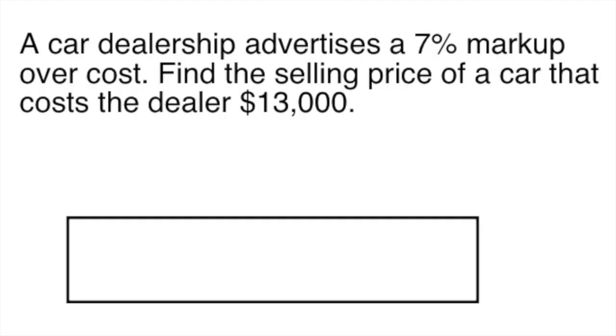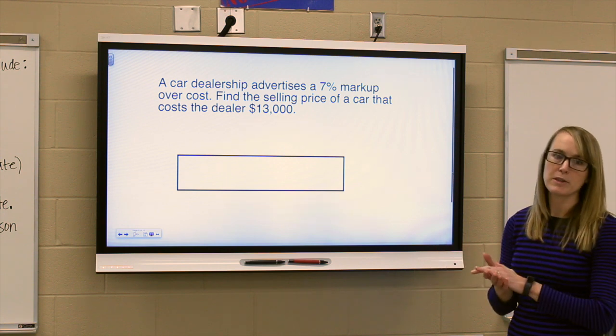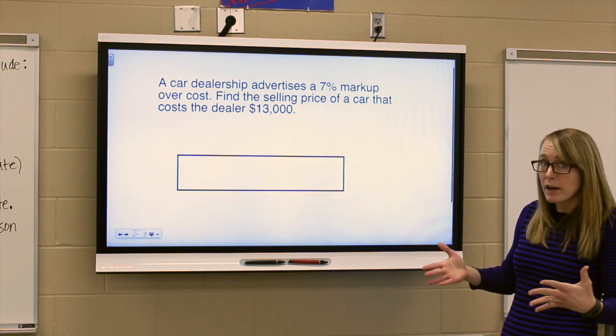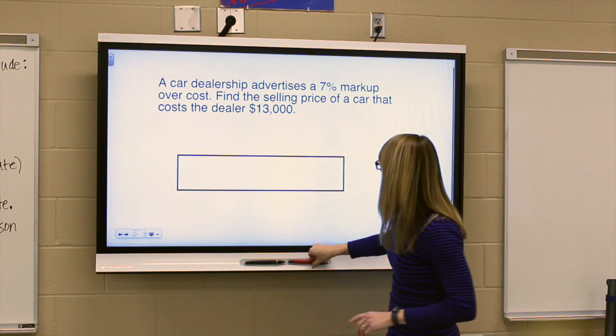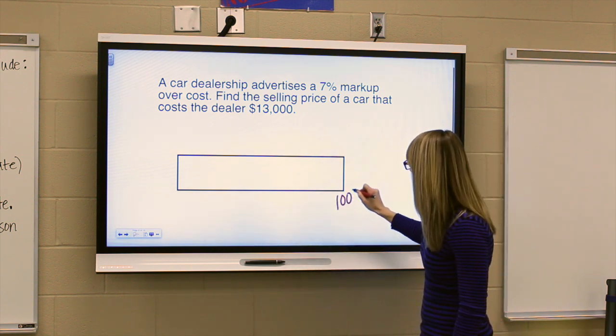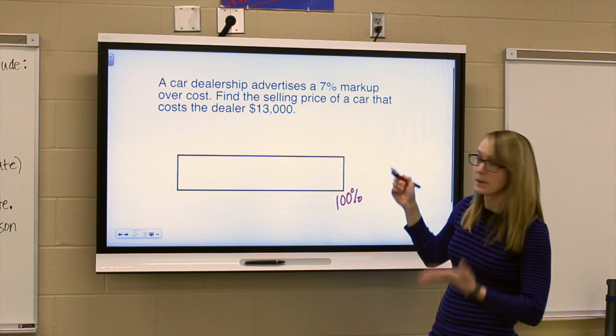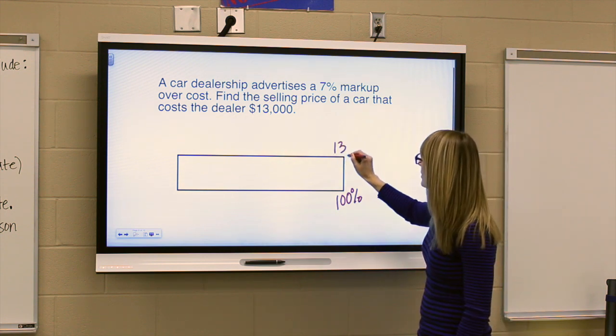So, all right, here is another problem dealing with markup. A car dealership advertises a 7% markup over cost. Find the selling price of a car that cost the dealer $13,000. Okay, the dealer paid $13,000. They want to make a profit, so they have to mark up the cost for you. So let's start by putting what we know. We know that the dealership bought the car for $13,000.